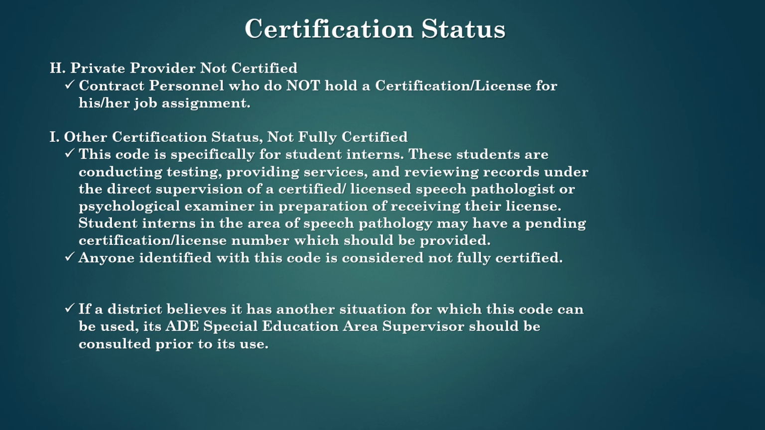H would be any of the aides, assistants of contract staff, or anyone not employed by the district who do not hold a license or certification. SLPs and psych examiners have a process coming out of college before they are licensed and fully certified. For the SLP, it's called a CFY. They would be coded I, and CFY would be coded into the license field.